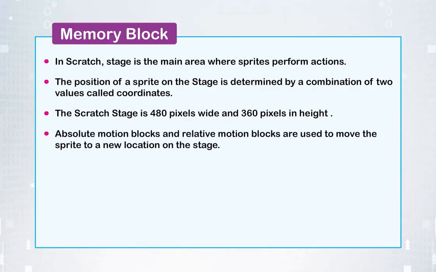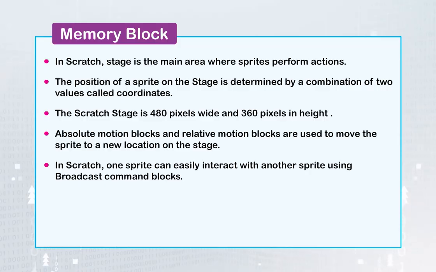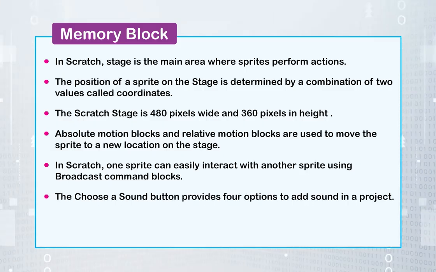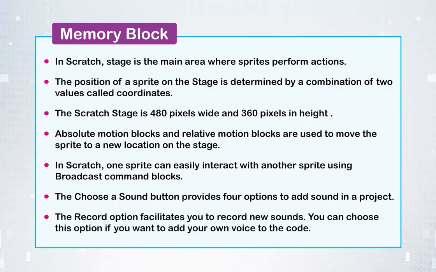Absolute motion blocks and relative motion blocks are used to move the sprite to a new location on the stage. In Scratch, one sprite can easily interact with another sprite using broadcast command blocks. The Choose a Sound button provides 4 options to add sound in a project. The Record option facilitates you to record new sounds. You can choose this option if you want to add your own voice to the code.